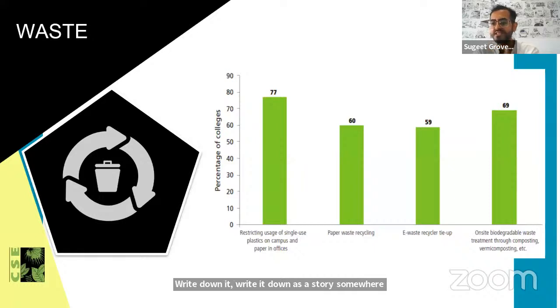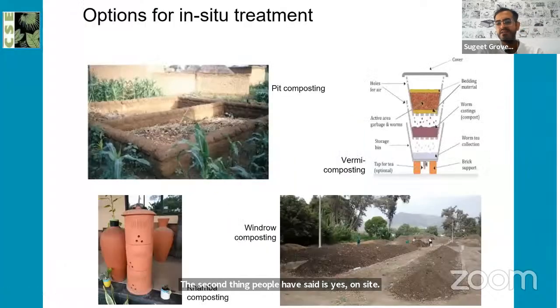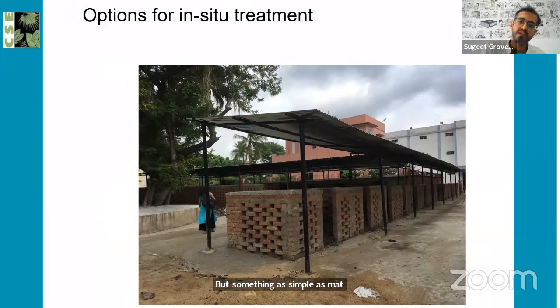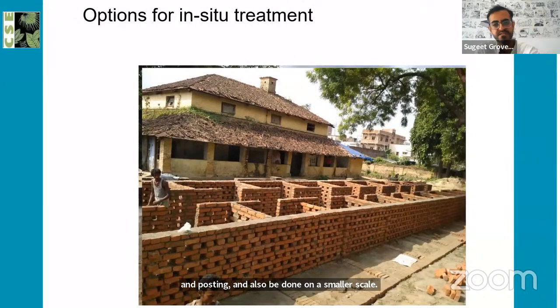The second thing people have said is yes, on-site biodegradable waste treatment through composting, vermicomposting is something they would like to do. And I'm also emphasizing that composting is something that your students should also get involved in. There are multiple ways in which campuses can do pit composting, vermicomposting, windrow composting, khamba composting. Actually, windrow composting or pit composting is more likely to be done on a large scale, but something as simple as matka composting or khamba composting can also be done on a smaller scale. So there are these examples that we have seen in multiple places across the country.